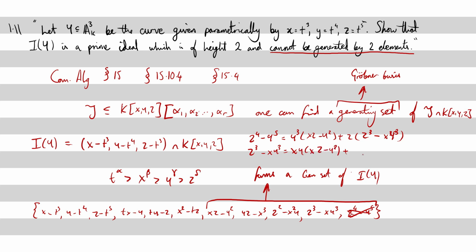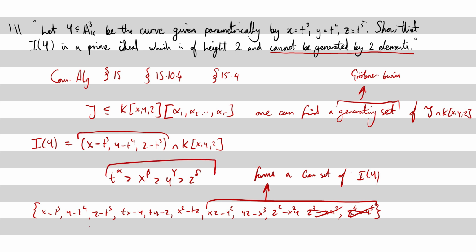Now next, z cubed minus xy cubed is equal to xy multiplied by xz minus y squared plus z multiplied by z squared minus x squared y. So we can shear off this. Therefore, if these 5 elements form a basis, and they do by the fact that they satisfy Buchberger's criterion, because I used Buchberger's algorithm using a starting point of this and a set and a monomial order this.